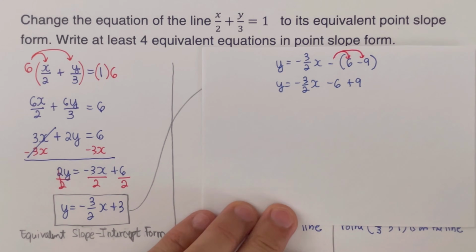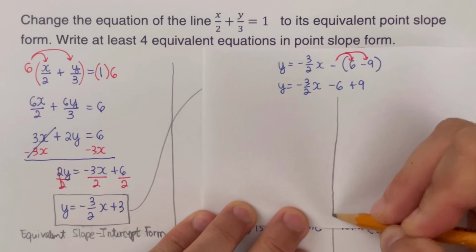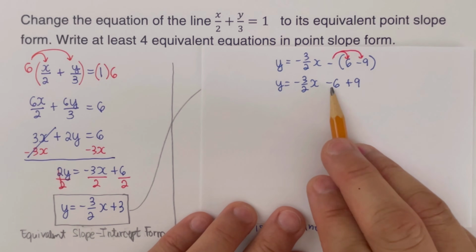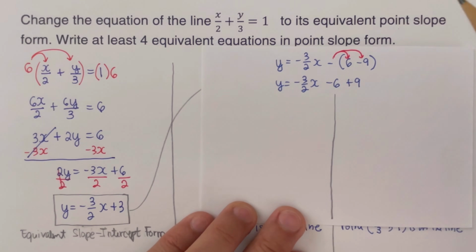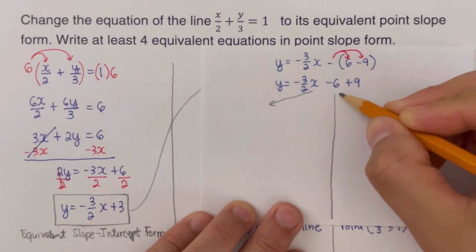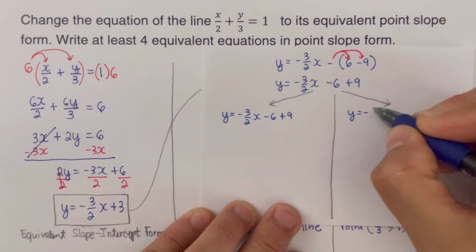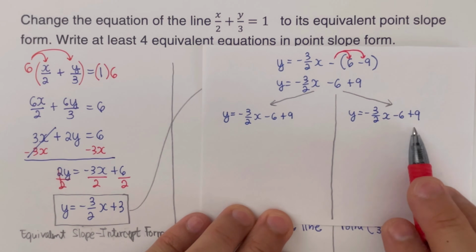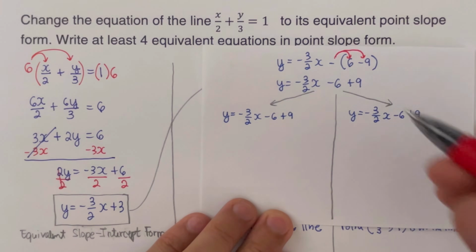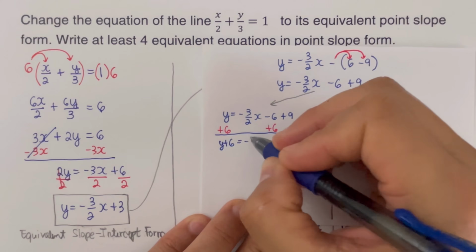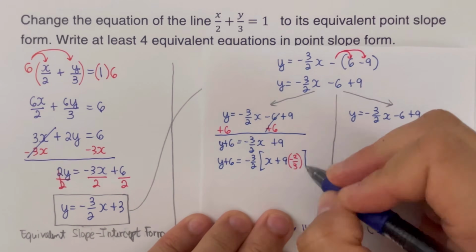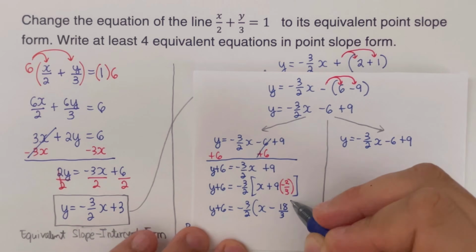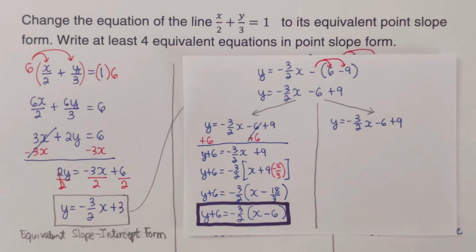So from here, we can go ahead and come up with another 2 equivalent equations. It's either we're going to add 6 to both sides or we're going to subtract 9 from both sides. So I'm going to go ahead and show the work on the side right here. So on this side, I am going to add 6 to both sides. And on this side, I am going to subtract 9 from both sides. So I'm going to show the work down here. So this is another equivalent point-slope form of this two intercepts form that we have up there.